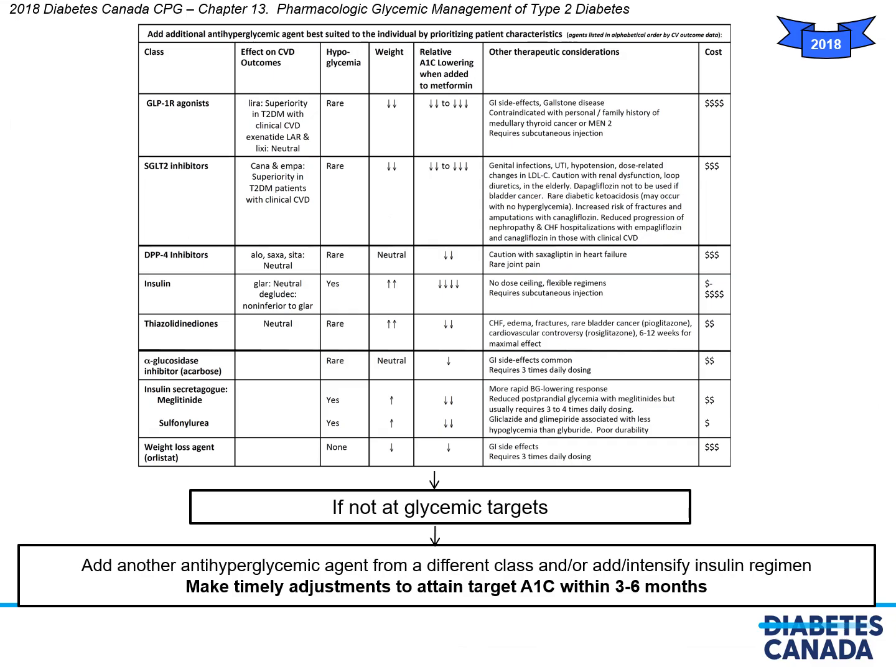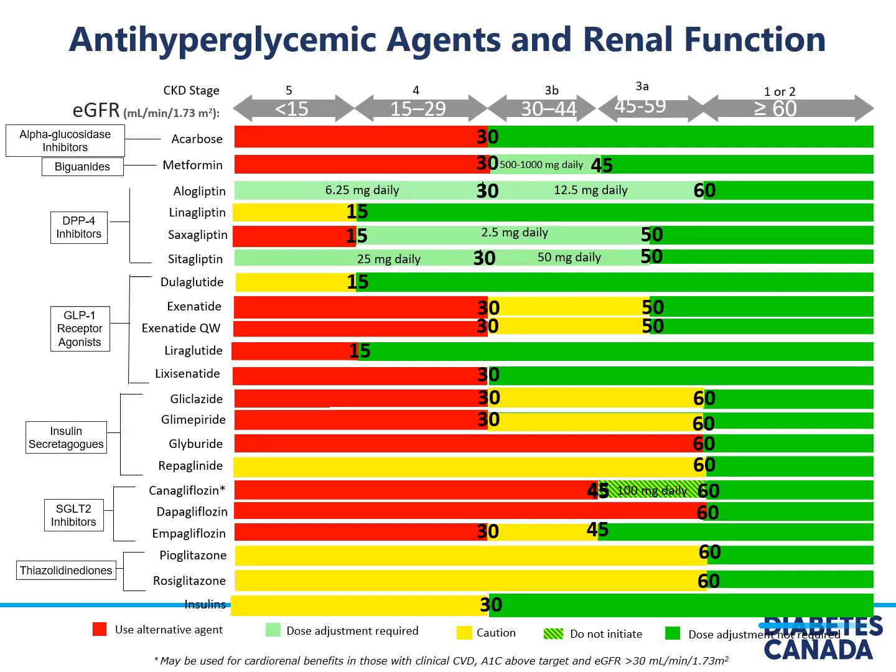It is important that if glycemic targets are not met, other antihyperglycemic agents from a different class are added and/or an insulin regime is added or intensified. Timely adjustments should be made to attain target A1C levels within 3 to 6 months. Information on use of antihyperglycemic medications based on renal function is outlined in this updated figure from the Pharmacologic Glycemic Management of Type 2 Diabetes chapter and is based on product monograph information and clinical trial evidence.